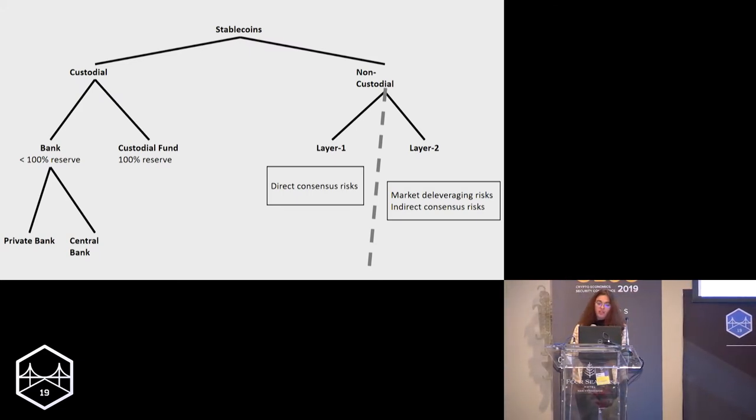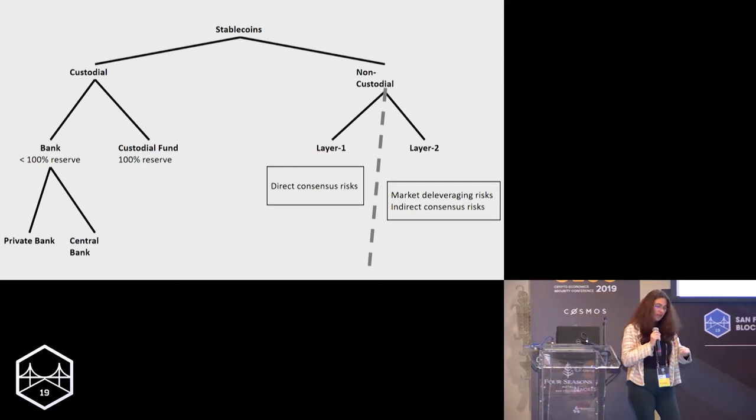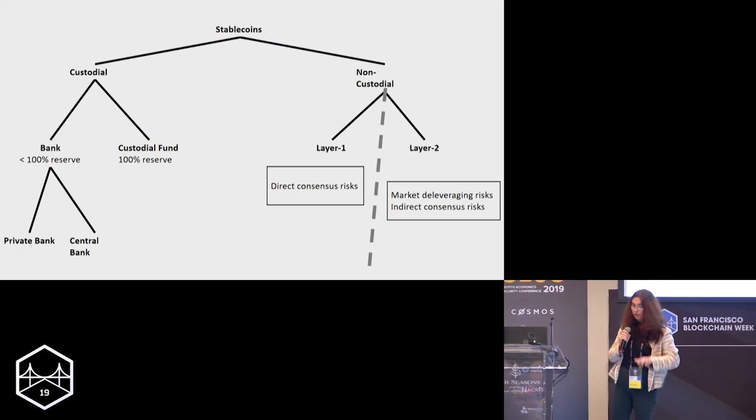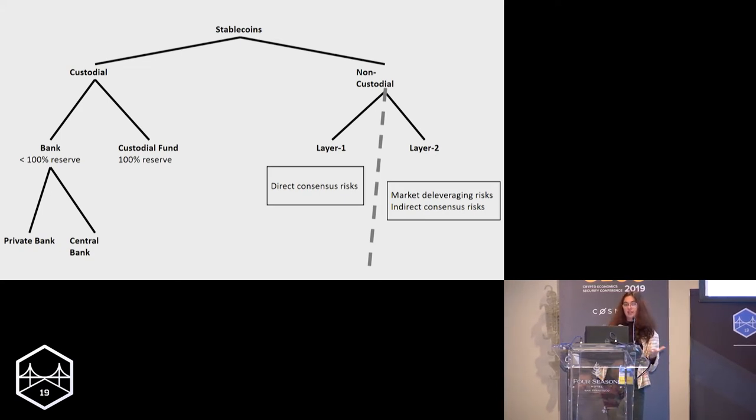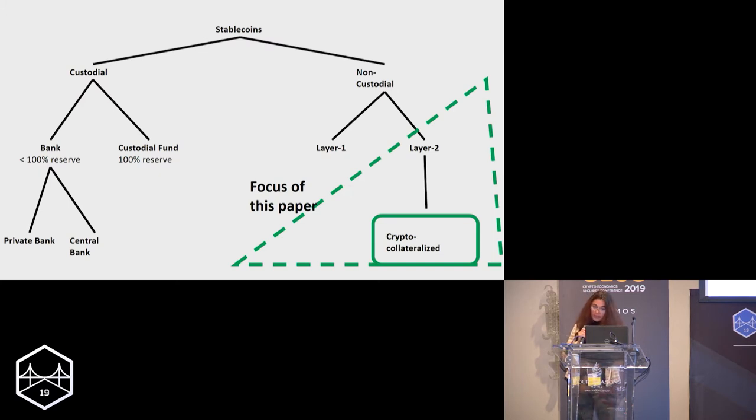And one of these main risks is the market deleveraging risk, because many of the projects, as we currently see them, are leveraged, and I'll go into that in a second. So when you have large deleveragings, this could spiral into even more liquidations, and this could quickly get out of hand. So we're looking at layer two, and they are crypto collateralized, and we are going to be looking at stablecoin designs which involve leverage.